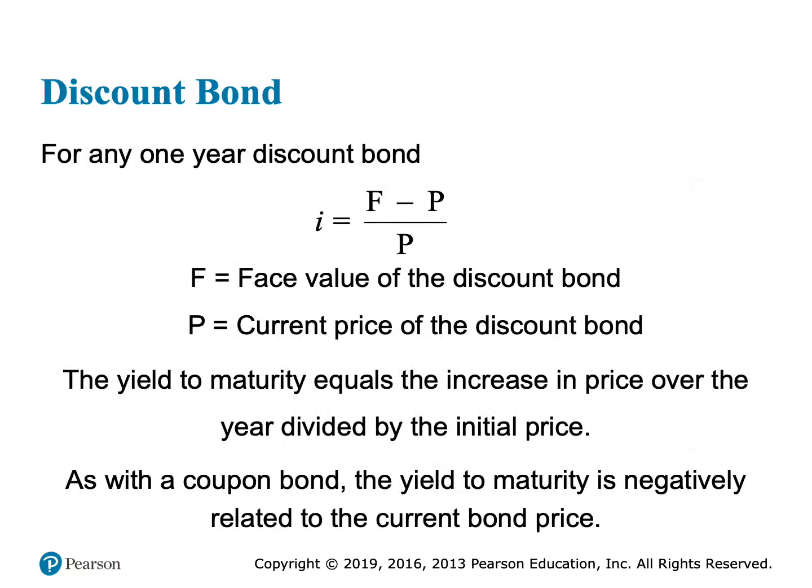Let's talk a little bit about discount bonds. For any one-year discount bond, the yield to maturity will be calculated as follows. The idea behind a discount bond is that there is no coupon payment.